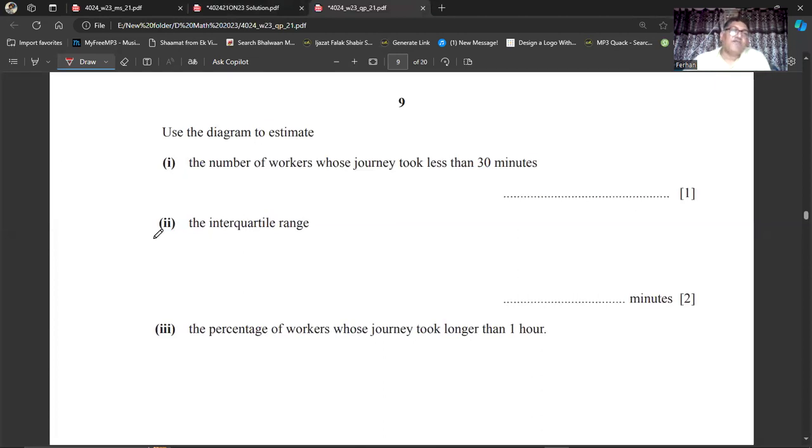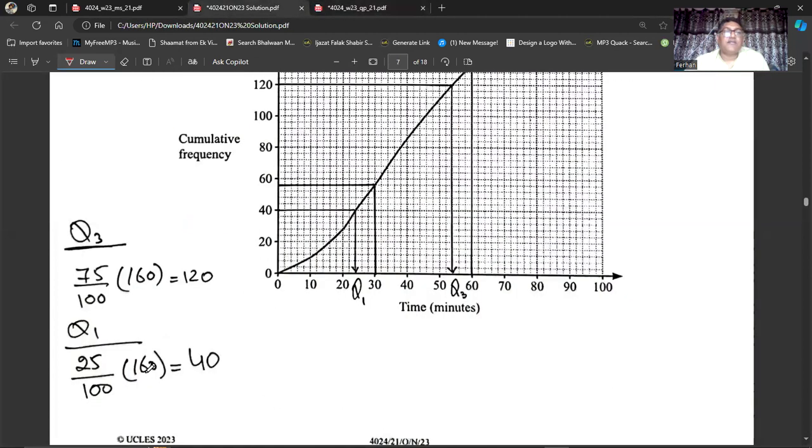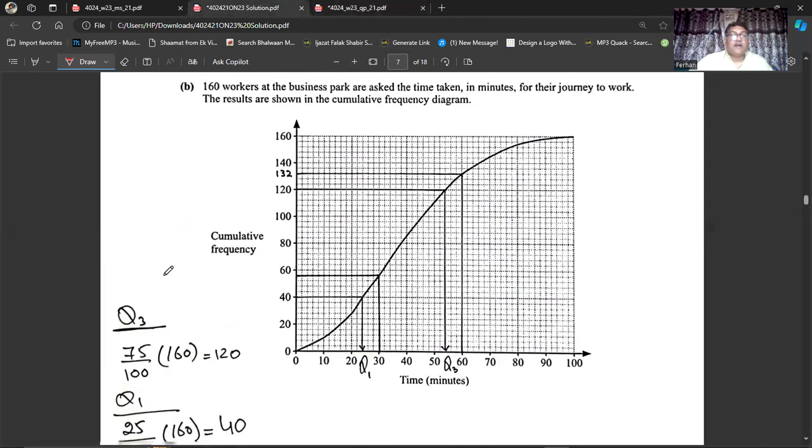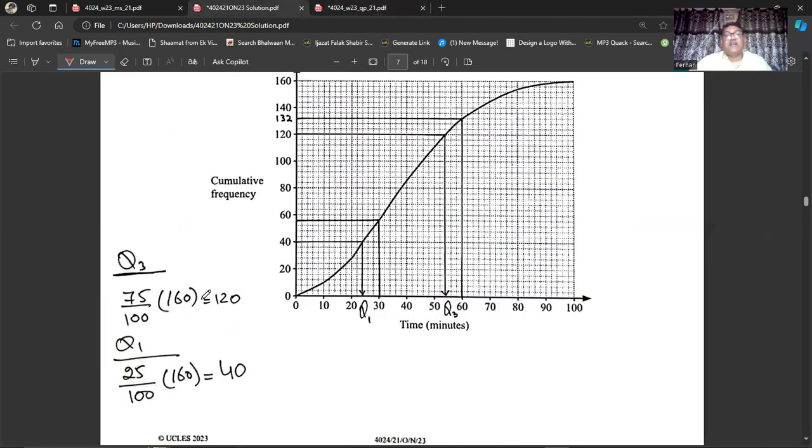So how will you find Q3? Q3 is basically 75% of the total cumulative. And the total cumulative here is 160. So Q3 will be equal to 75% of 160, and that is 120. So on the y-axis, check where the 120 is. From there, I will go to the graph, and from there, I will go to the x-axis. I will check what the value is here, and I will call it Q3. And the value here is 54 minutes.